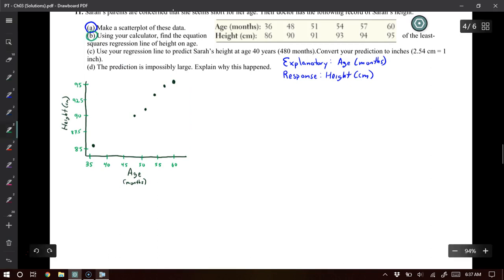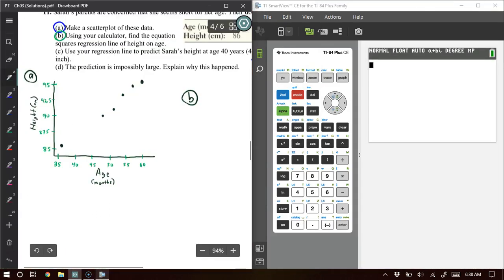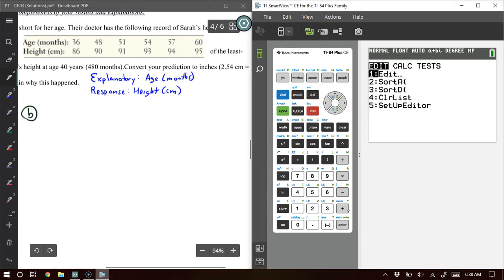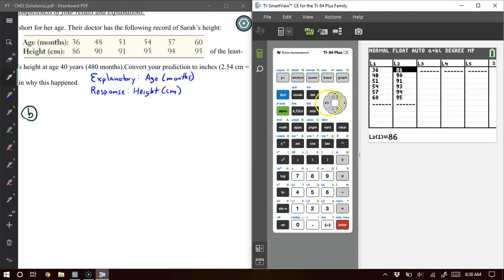We're asked to use our calculator to find the equation of the least squares regression line. So for part B, so here's A, we'll look at B right here. I'm supposed to use my calculator. So to use the calculator, I'm going to go to Stat, Edit, and in my L1 and in my L2, I already have the explanatory and the response variables. I have my age and I have my height.